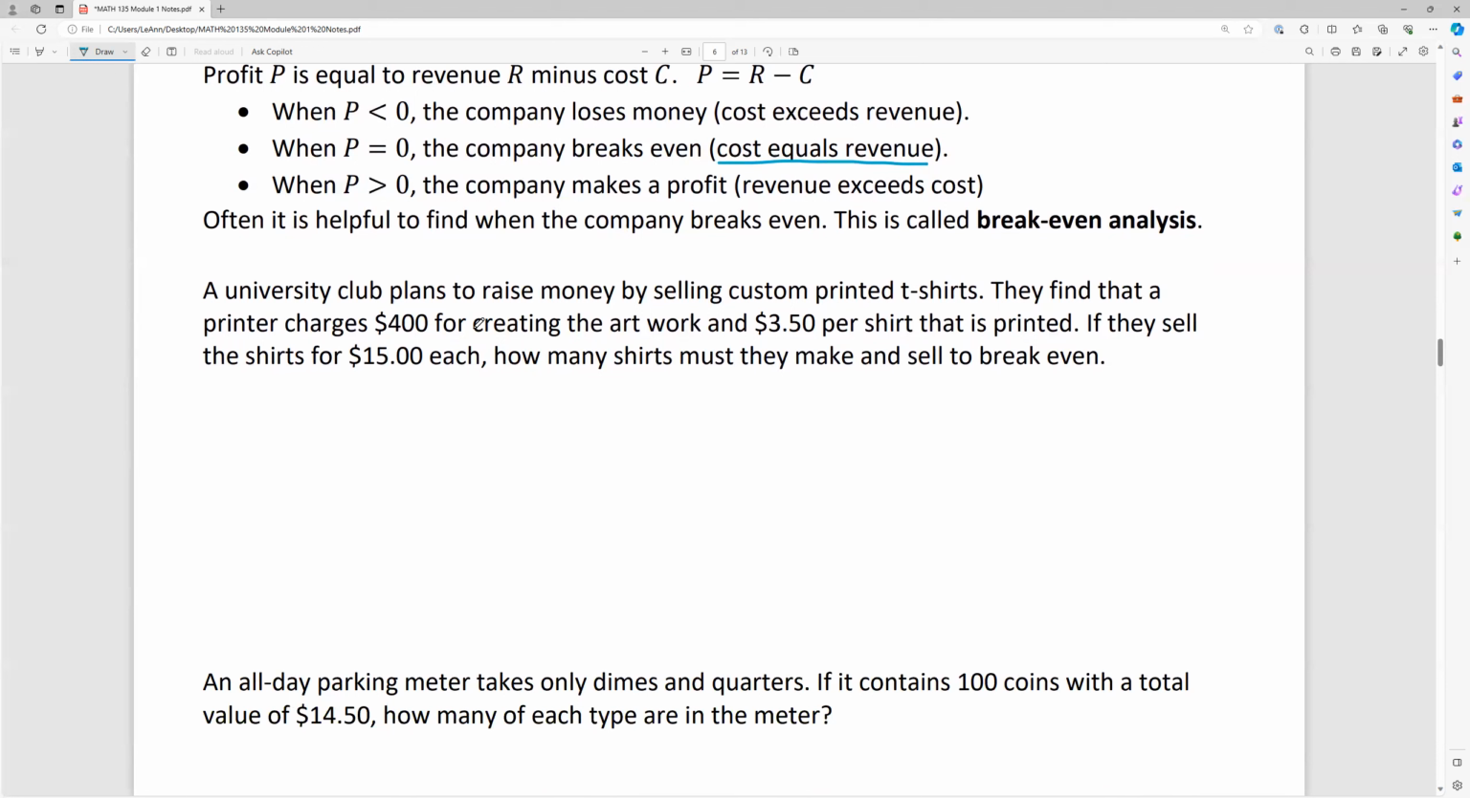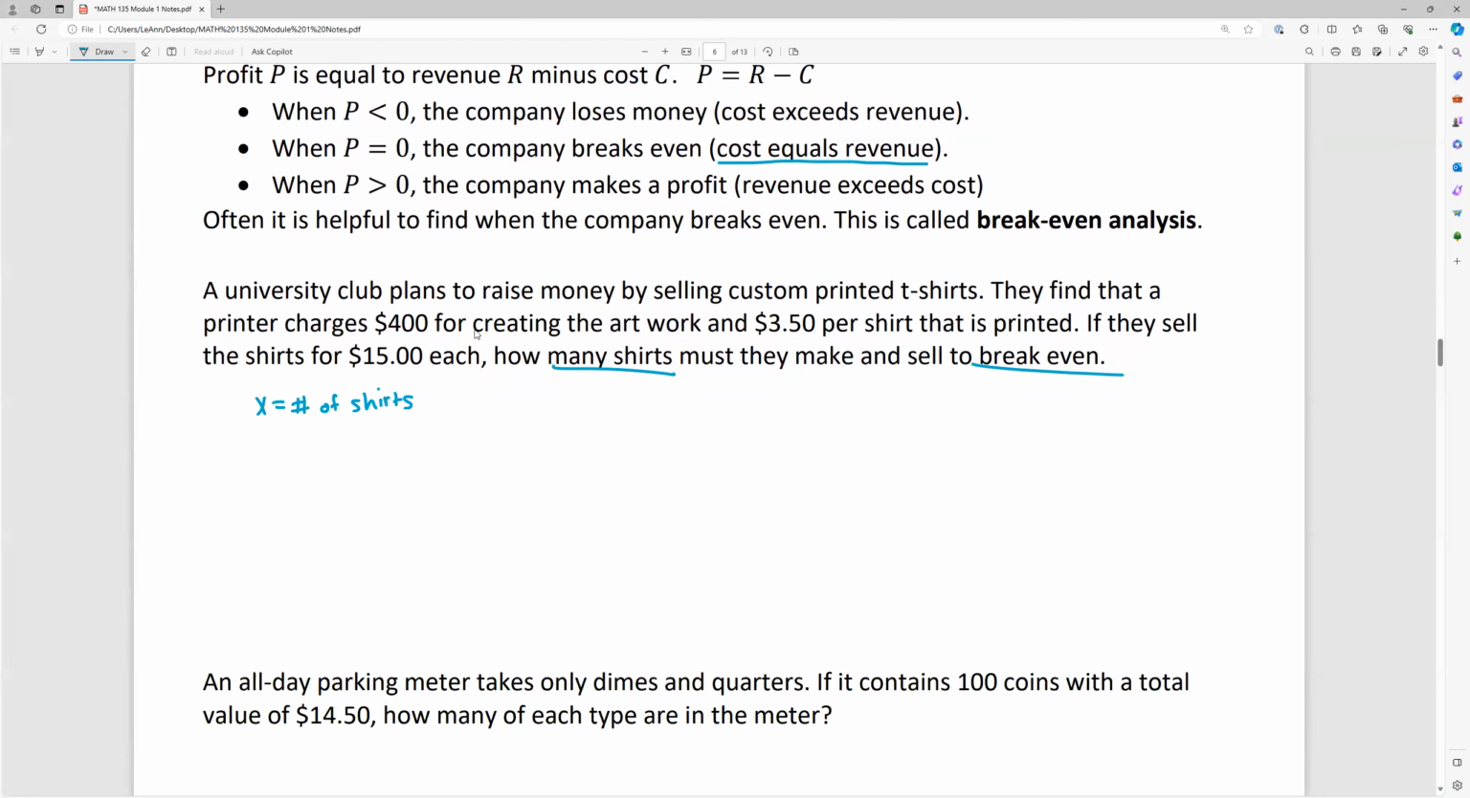So a university club plans to raise money by selling custom printed t-shirts. They find that a printer charges $400 for creating the artwork. So they've got to get the artwork created first. And then the person that's printing it also is going to charge them $3.50 per shirt that they print. Then they're going to turn around and go to their university and they're going to sell the shirts for $15 each. How many shirts must they make and sell to break even? So X is going to be the number of shirts.